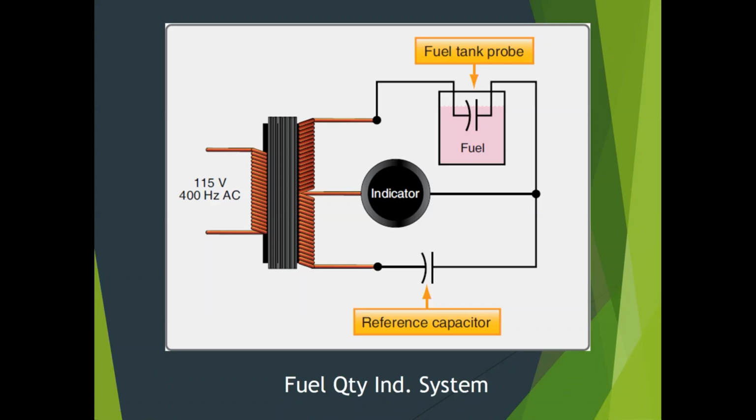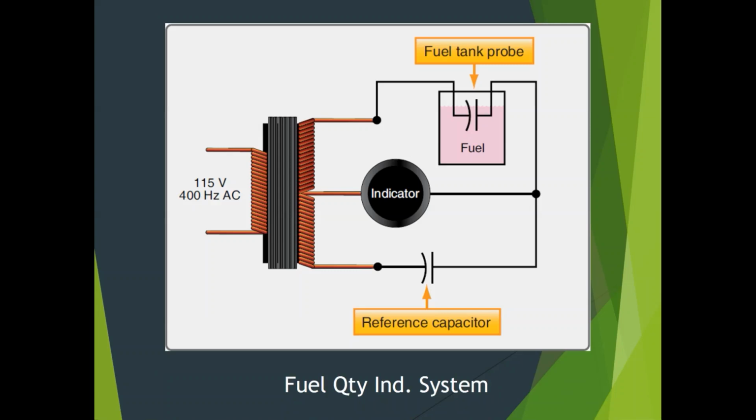It changes the capacitance. So that's how these systems work: they sense the capacitance in the probes, and that capacitance changes as the fuel level changes. Then we have an indicator that compares that to a known capacitance in order to give us a fuel level reading. Now, this is purely volumetric. Okay, this is a volumetric setup here.